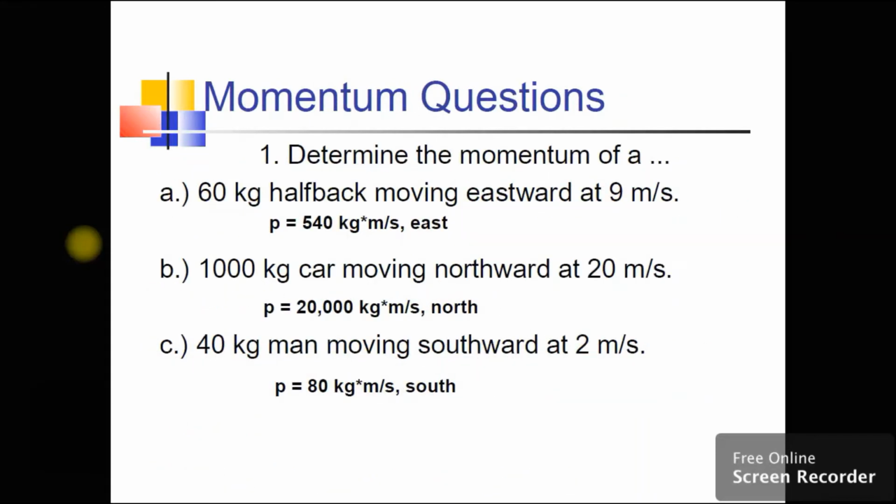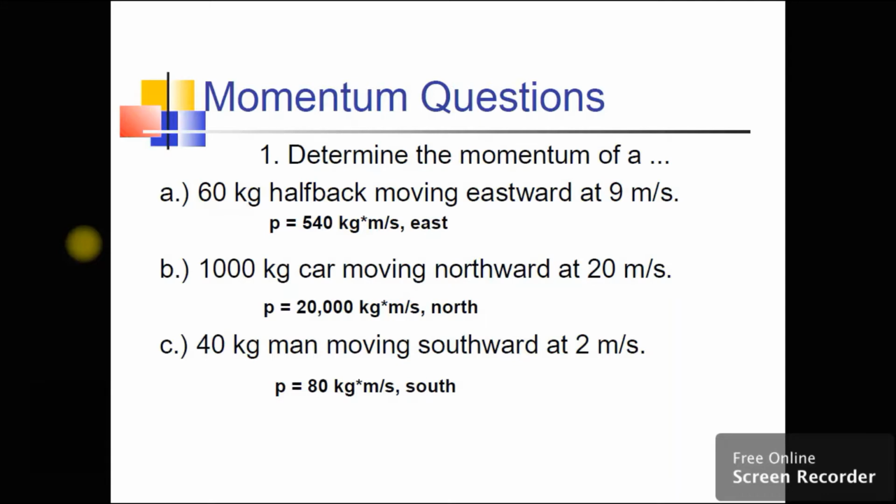Let's do a couple questions. Determine the momentum of a 60 kilogram halfback moving east at 9 meters per second. 9 meters per second, that's pretty fast. You just multiply 9 times 60, break out a calculator. I can do that one in my head. 540 kilograms times meters divided by second going east.